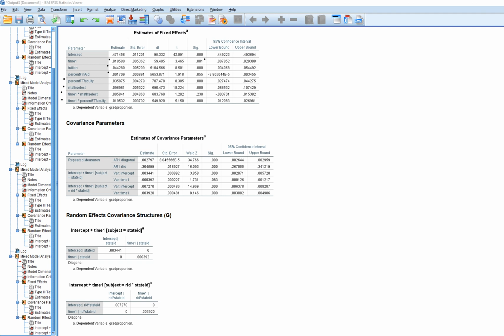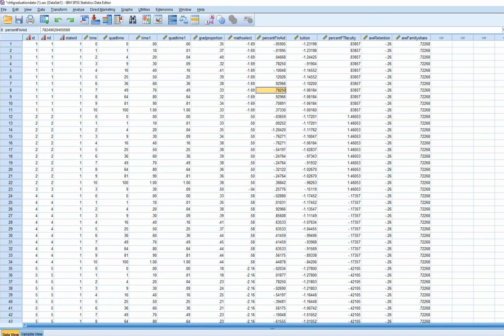So now what we saw in our previous video was that there was evidence of between-state variation in the intercepts, or the initial status, when it came to grad proportion, as well as between-state variation potentially in terms of the growth curves over time in terms of grad proportion. So now we're going to add in between-state characteristics to our model. And so to do this, let's take a look at our data set.